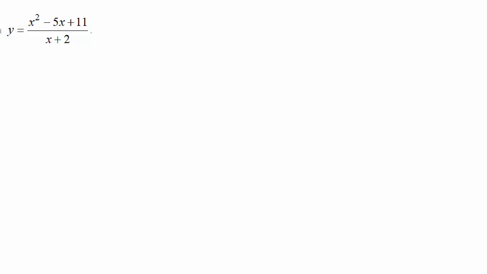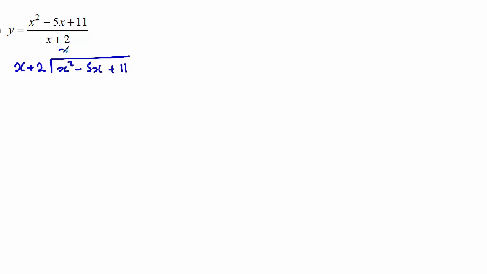Now this is all about sketching this and identifying an oblique asymptote. Now I'm going to do this one by dividing. So x plus 2, and I've got x squared minus 5x plus 11.